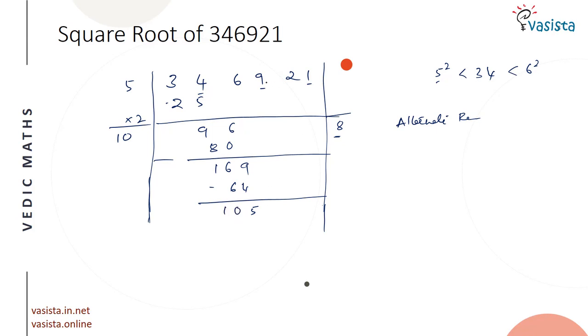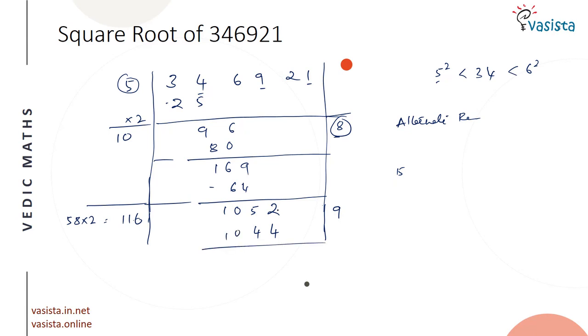105. Bring down now 2. Now take 5 and 8 here. That is double this. 58 into 2 is going to be 116. Now multiply this. I can go with 9. 9 6s are 54. 5 carry. 9 1s are 9 plus 5 is 14. 1 carry. 9 1s are 9 plus 1 is 10. 1044. So 12 minus 4 is 8. 4 minus 4 is 0.